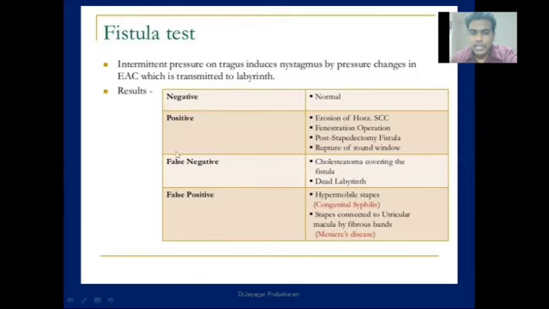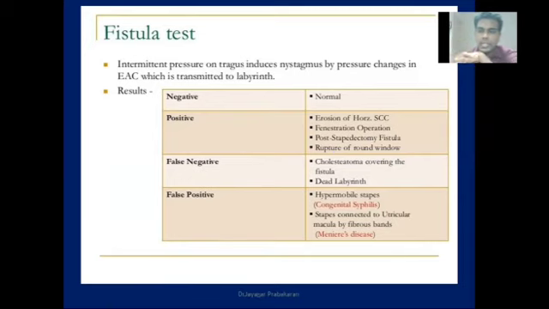When do you get a false negative fistula test? There is a fistula, but the opening is covered by a cholesteatoma. In that case, you will get a false negative fistula test. Or when the inner ear is dead, even though the fistula is open, it is not going to respond.